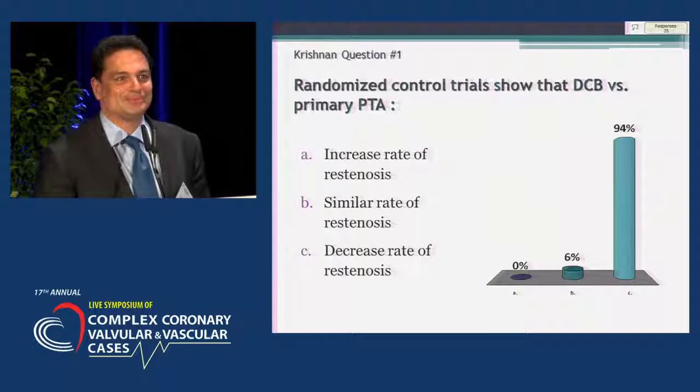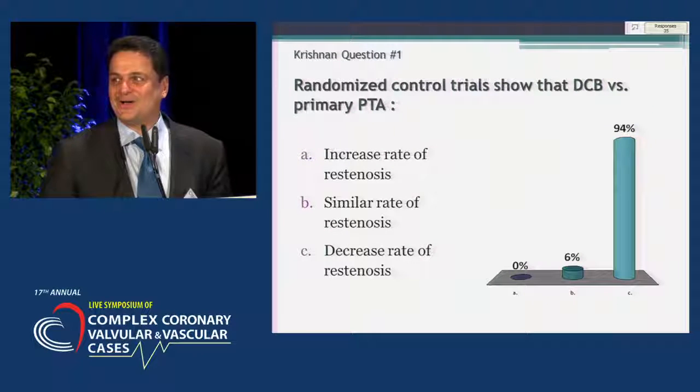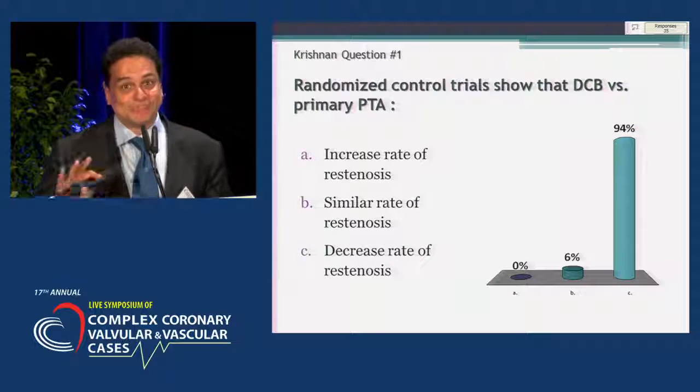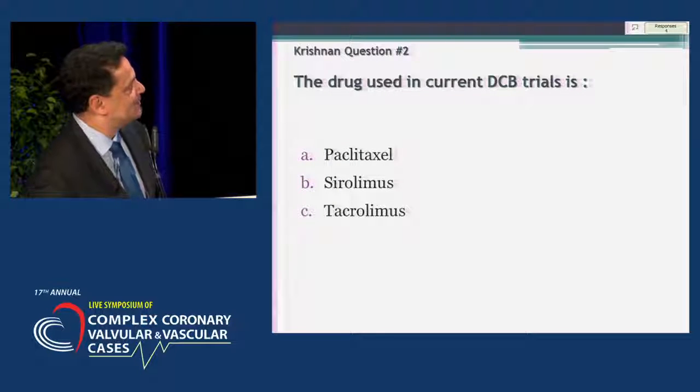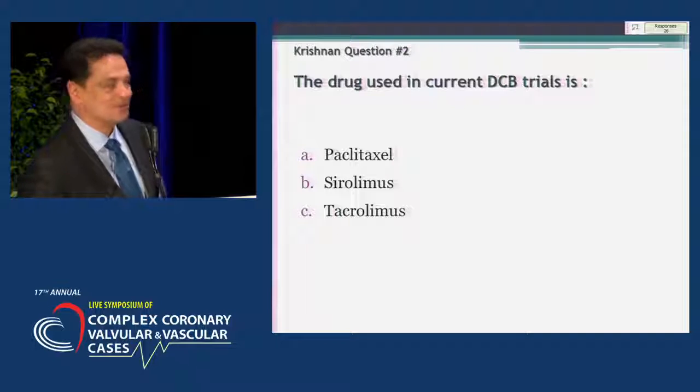Yes, well, who's the 6%? Come on, guys. All right, this one better be 100%, okay? All right. Ready? The drug used in current DCB trials is paclitaxel, sirolimus, or tacrolimus.